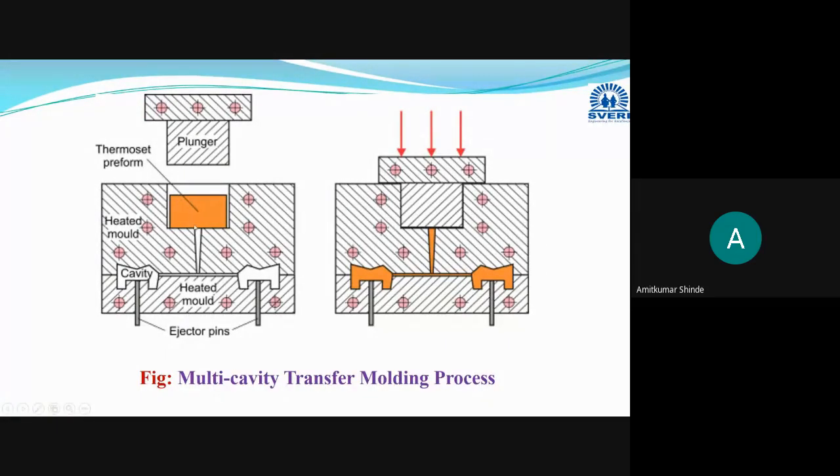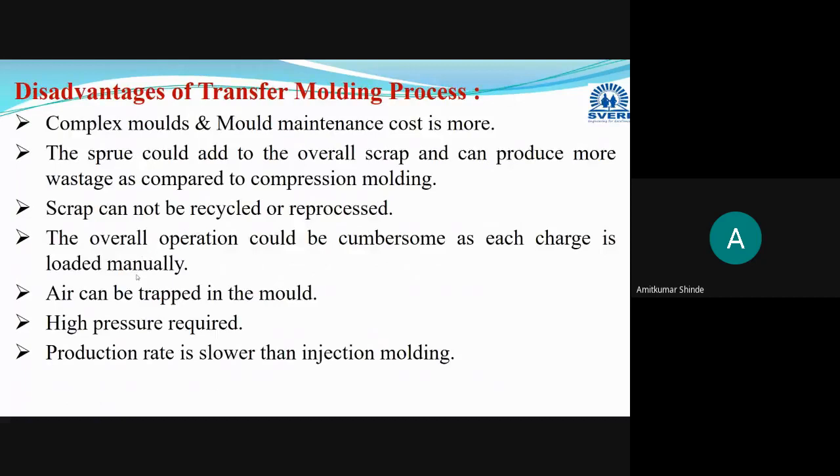here, and it may get transferred into the final component, and some defect may get produced. Okay, some defects like voids or air bubbles may be there in the final component. That is another disadvantage. Then high pressures are required, and another disadvantage is its production rate is slightly slower than injection molding. Okay, in this way, we have learned the advantages and disadvantages.